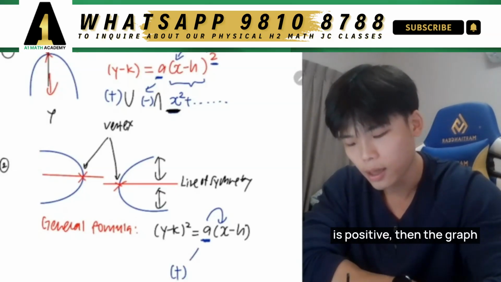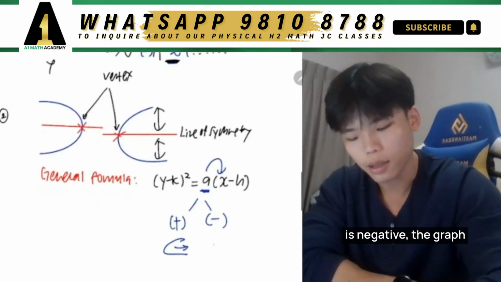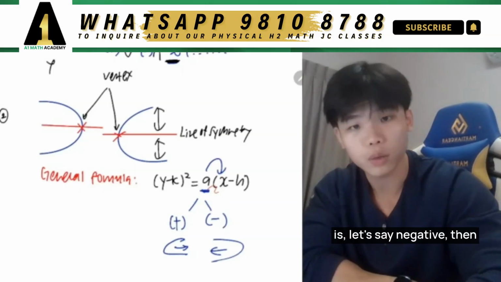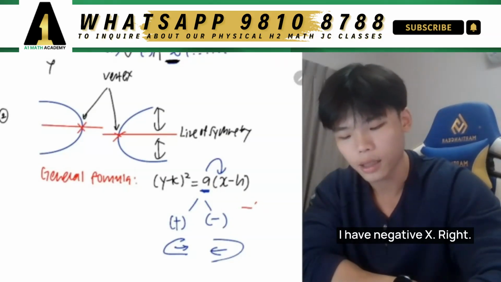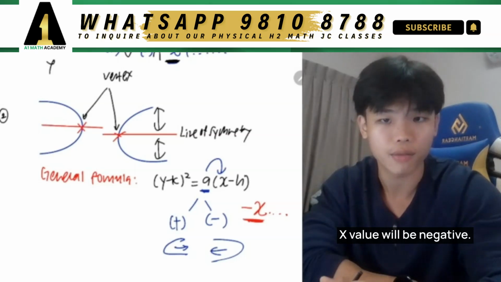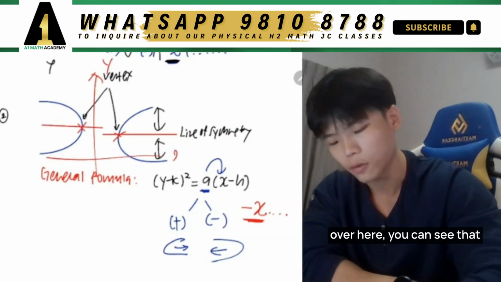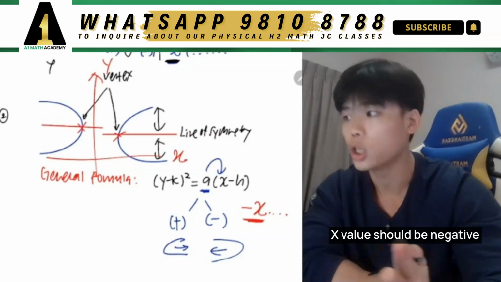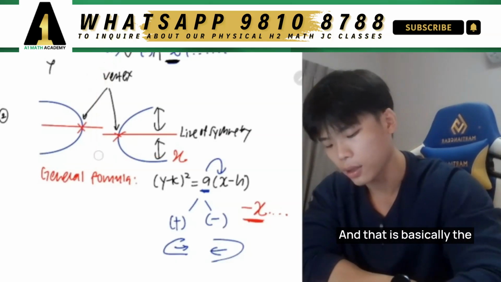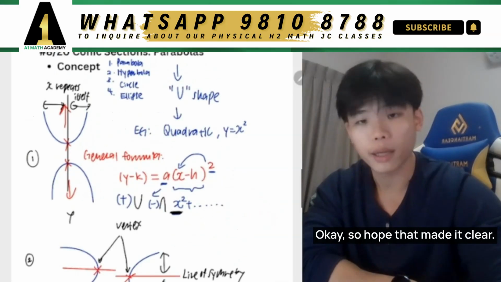is positive, then the graph will be pointing this way. And if the a value is negative, the graph will be pointing this way. Simply because if the a value is, let's say, negative, then I have negative x, right? And then you're basically saying that the x value will be negative. So if I draw out y and x over here, you can see that the x value should be negative, right? Pointing the other side. And that is basically the whole difference between these two over here. Okay, so I hope that made it clear.